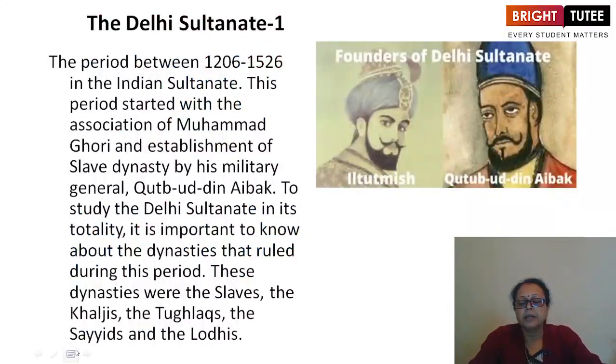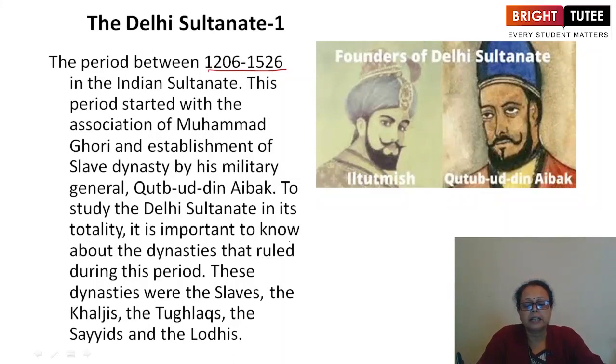The Delhi Sultanate, the period between 1206 and 1526 in the Indian Sultanate, started with the association of Muhammad Ghori and the establishment of the Slave Dynasty by his military general Qutubuddin Aibak. It was started by Muhammad Ghori, and Qutubuddin Aibak, the military general of Muhammad Ghori, established the Slave Dynasty in India.